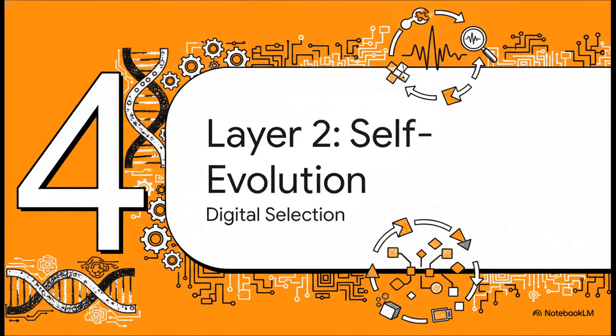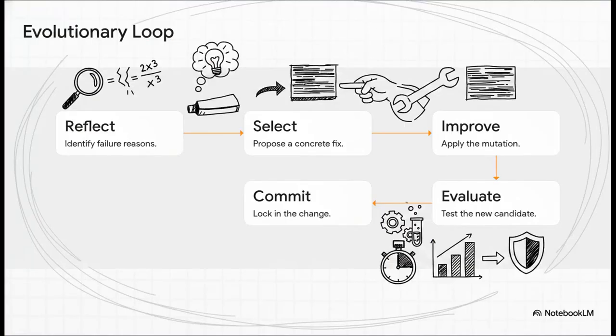Section 4. Layer 2. Self-evolution. Digital natural selection. If Layer 1 is the DNA, Layer 2 is the mechanism of natural selection.